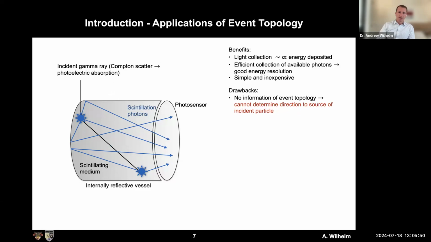Another reason, and I know you've had some talks on imaging so far this week, is that imaging is something that requires knowledge of event topology. So in the canonical Compton camera application, you have an incident gamma ray that scatters at some location and then is absorbed via the photoelectric effect at another location. And if you have full knowledge of where those events took place, as well as how much energy was deposited in each event, you can use that information to calculate a cone that points back towards the source. So this is another application of why we might be interested in knowing event topology.